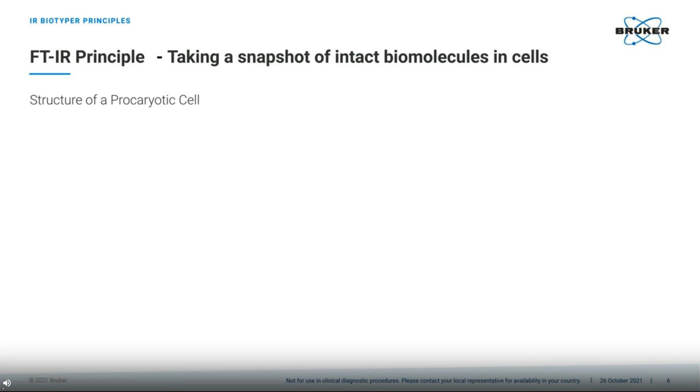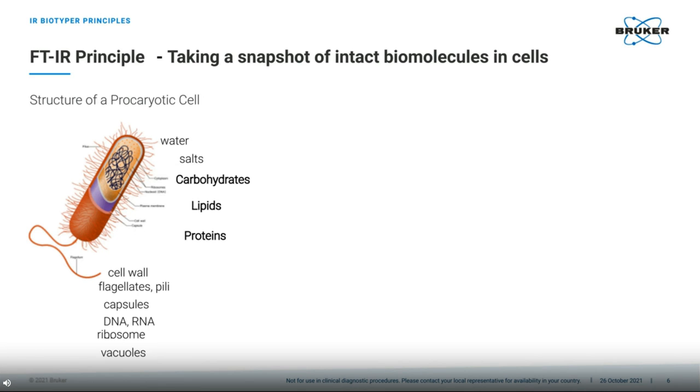biomolecules in the cell. As you know, the structure of a typical prokaryotic cell is made of, of course, water, salts, and so on, but there are three major, very important biomolecules. These are the carbohydrates, many of them on the outside surface of the bacteria, and lipids and proteins, and of course other molecules. But these are the three important ones.